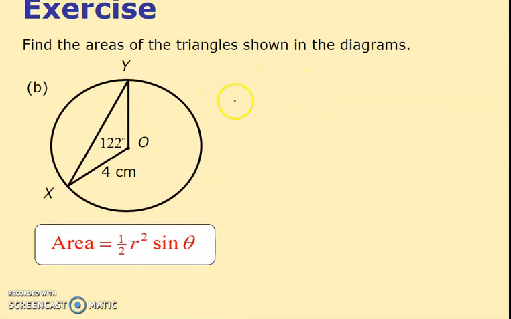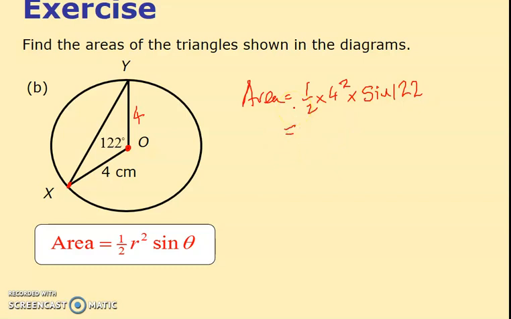This is the slightly less obvious one, but it's fairly straightforward once you suss it. So we've got a circle, that's a radius for OX, that's an R, but by definition, if that's 4, then so is this 4. So my area on this example is a half of 4 squared, and that comes from this factor, half R squared sine theta, times sine 122. So we keep on getting the same angle there.